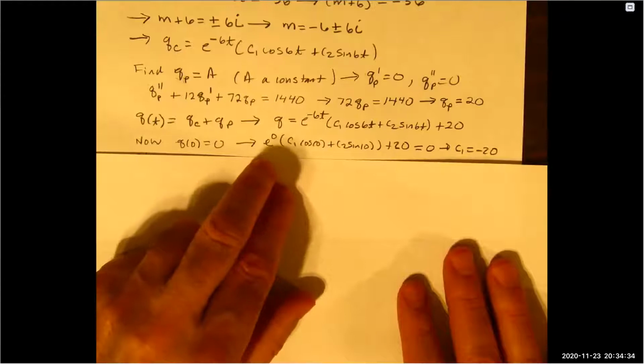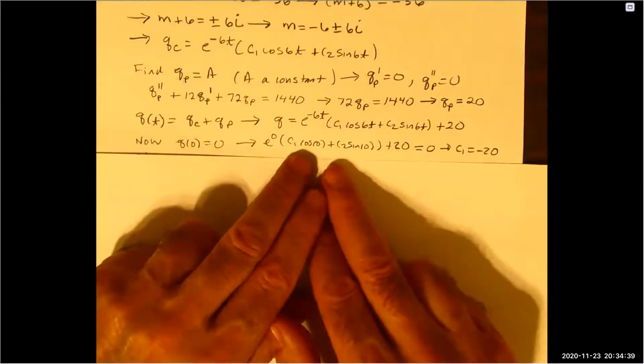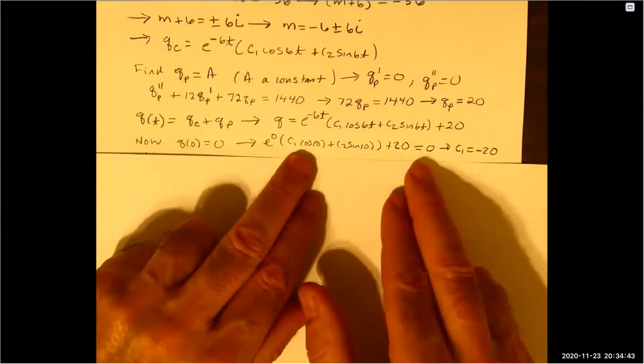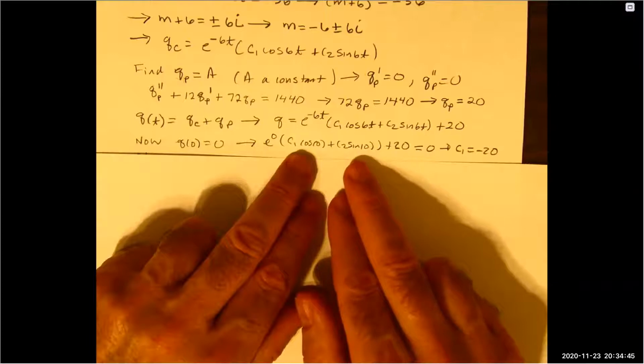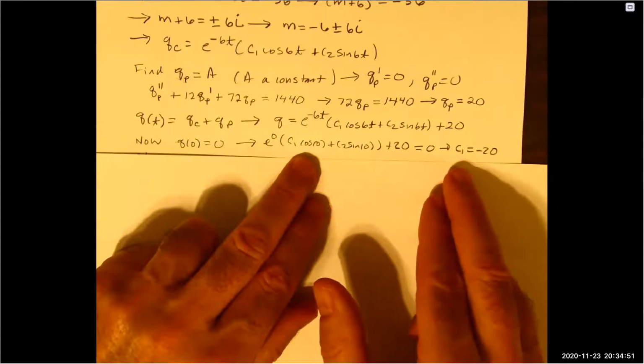All right, so we know that q sub 0 equals 0. So plugging in the 0 for t, we're going to have e to the 0 times the quantity c1 times cosine of 0 plus c2 sine of 0 plus 20 equals 0. Well, we know that sine of 0 is 0 and cosine of 0 is 1. So this is just going to give me that c1 is equal to negative 20.